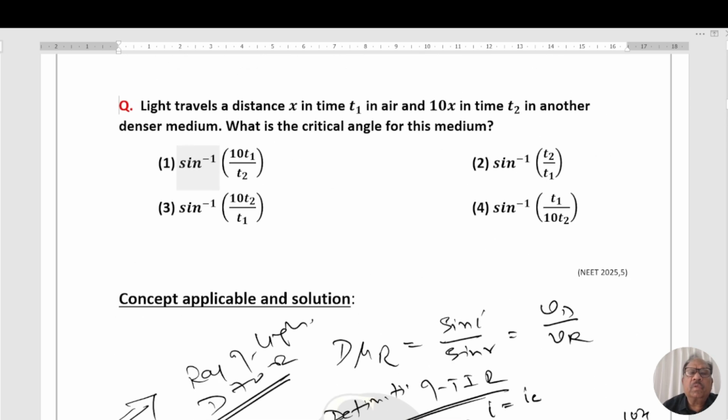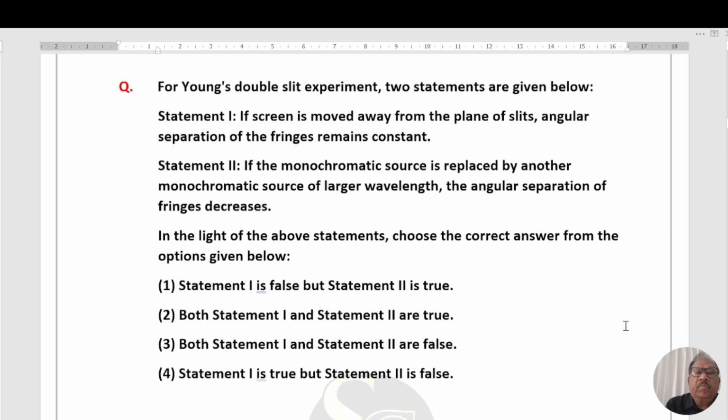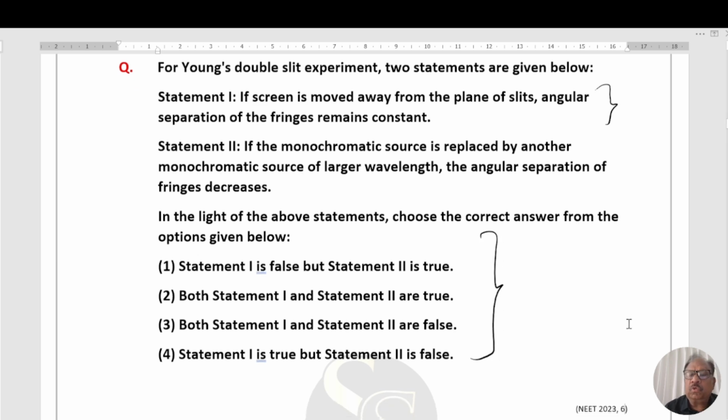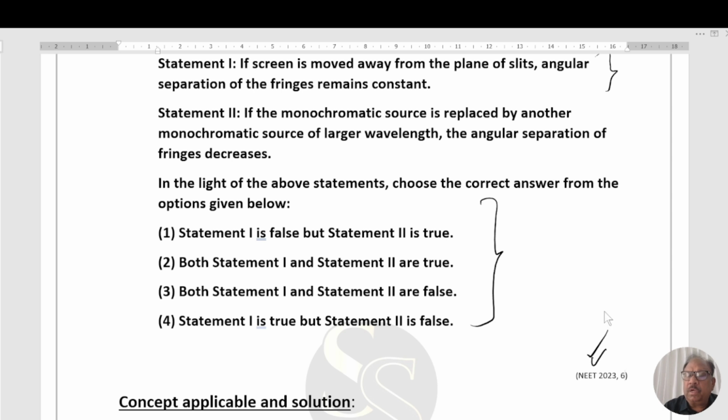Let's check the answer. First is the correct answer, right? Question is, for Young's double slit experiment, two statements are given below. Statement 1: If the screen is moved away from the plane of the slits, angular separation of the fringes remains constant. Statement 2: If the monochromatic source is replaced by another monochromatic source of larger wavelength, the angular separation of the fringes decreases. Four options are given, one option is correct. Question is taken from NEET 2023.